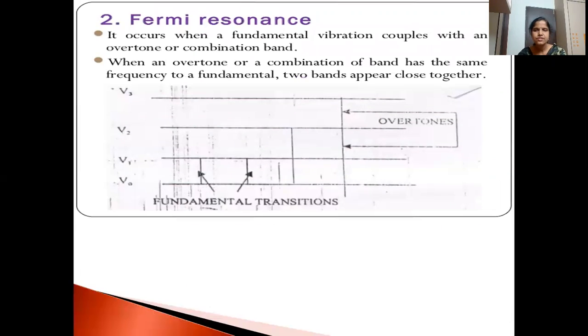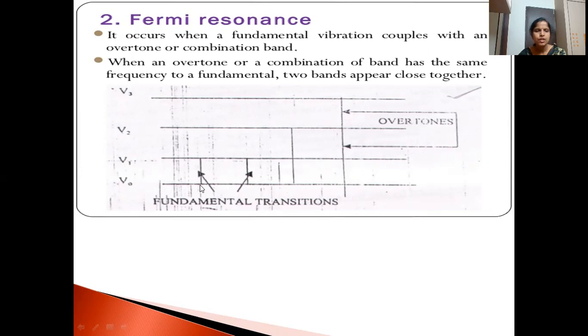The second factor is Fermi resonance. Fermi resonance occurs when a fundamental vibration couples with an overtone or combination bands. First we need to know what is fundamental, and then the overtone and the combination bands. Fundamental transitions are those where the transition takes place from V0 to V1.